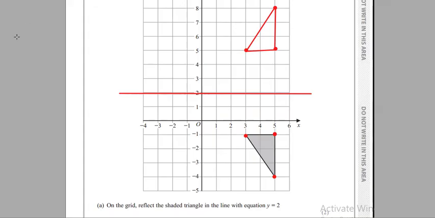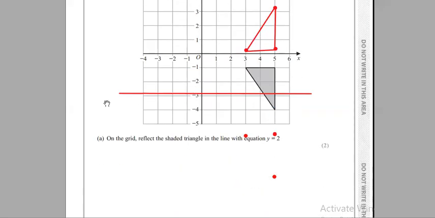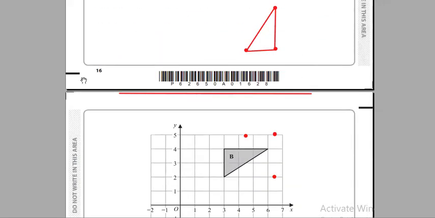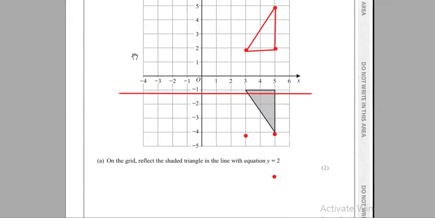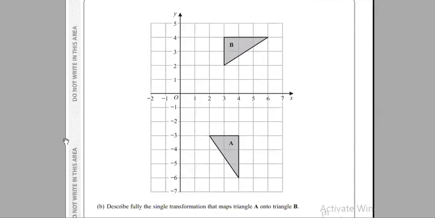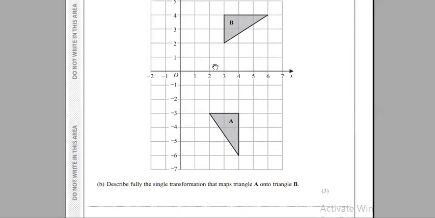Now let's take a look at the rest of the question. That's question A. Question B has other shapes. So let's erase this and do question B. Here we have shape A and B. Describe fully the single transformation that maps triangle A onto triangle B. So basically, A became B. We need to understand what's the single transformation that made this happen.